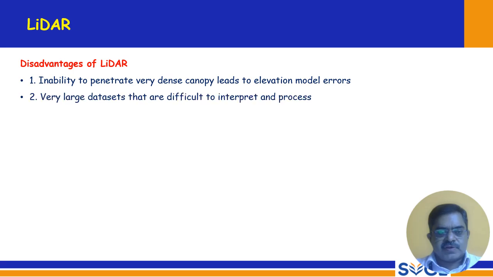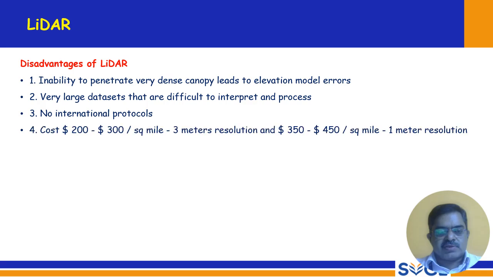Disadvantages of lidar: inability to penetrate very dense canopy leads to elevation model errors, very large data sets that are difficult to interpret and process, and no international protocols. The cost is also a little high, around 200 to $300 per square mile for 3 meters resolution and 350 to $450 per square mile for 1 meter resolution. So when the resolution goes higher, the cost also goes higher.